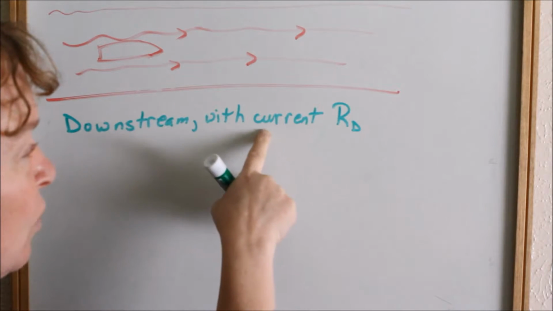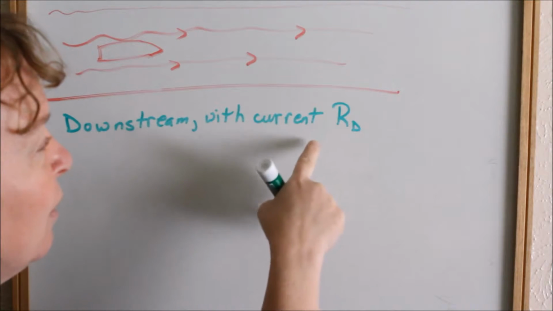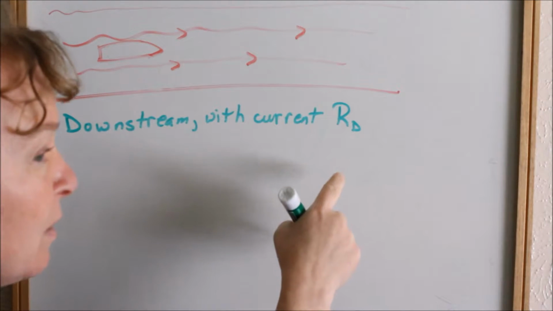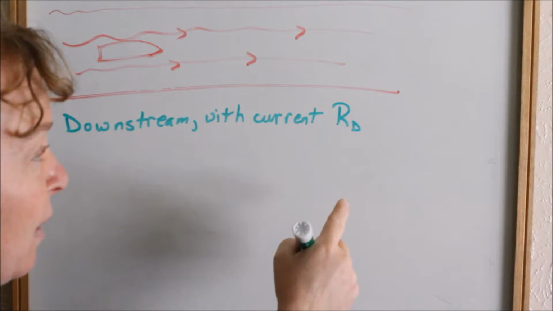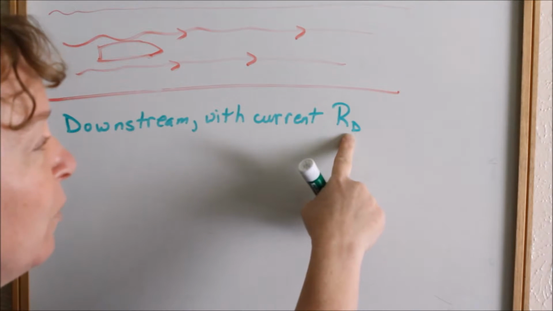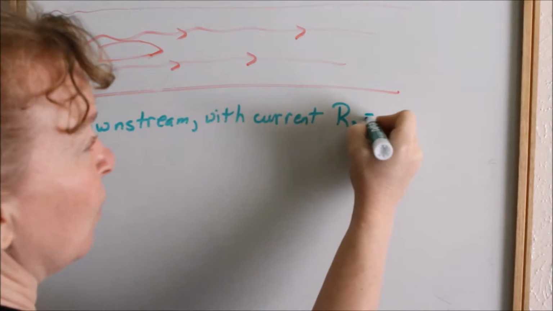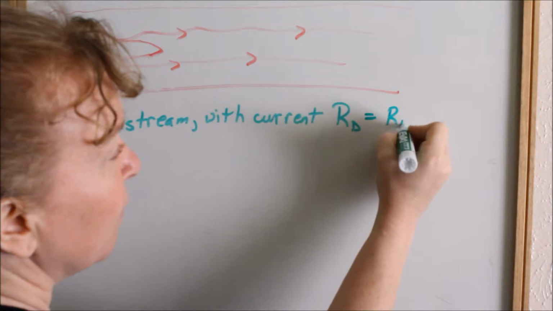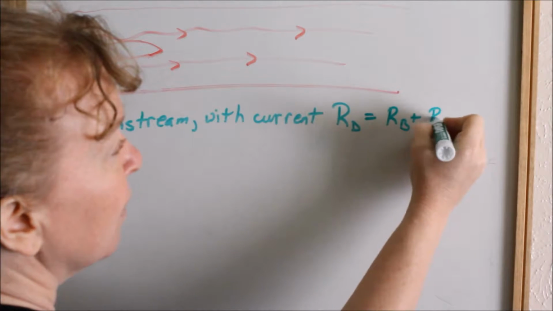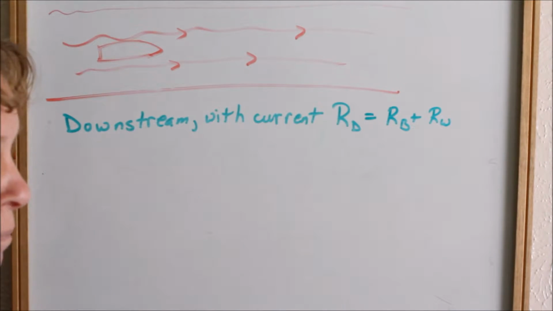When you're going downstream and you're going with the current, you have to deal with the rate of the current, the rate of the water, and the rate of the boat. So the rate going downstream is going to be equal to the rate of the boat plus the rate of the water, because you have a boat traveling with the water.